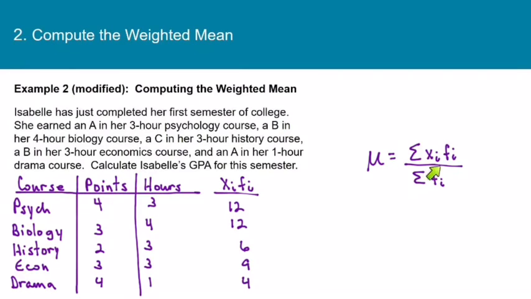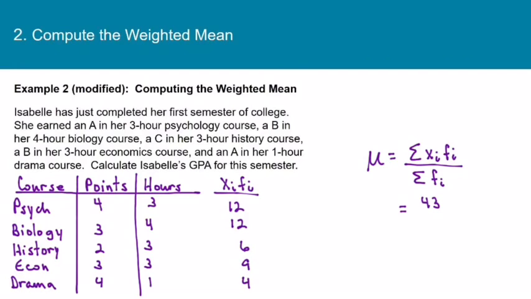And now if you look at the formula, it says to add all the products together. So we should add these numbers. 12 plus 12 plus 6 plus 9 plus 4 gives us a total of 43. And we divide that by the total frequencies, or the total of the weights.